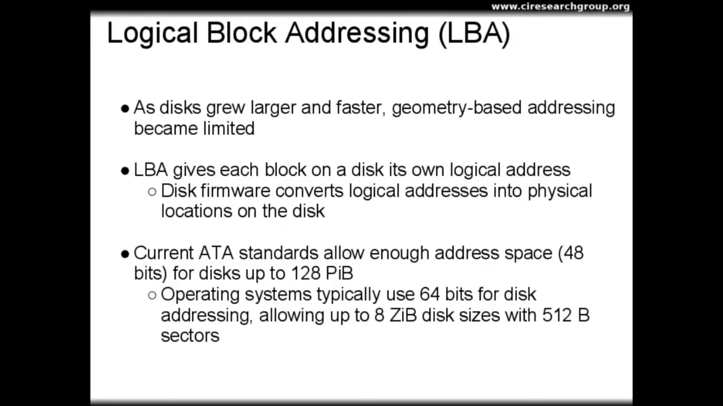Logical block addressing, or LBA, gives each block on a disk its own logical address and leaves it up to the disk firmware to convert the logical addresses into physical locations on the disk. Current standards with logical block addressing on ATA will allow enough space for disks up to 128 pebibytes. Operating systems normally implement these 48-bit addresses using 64-bit data structures. Thus, operating systems that support 64-bit disk addressing can generally support hard disks up to 8 zebibytes of data, assuming we're using 512-byte sector sizes.